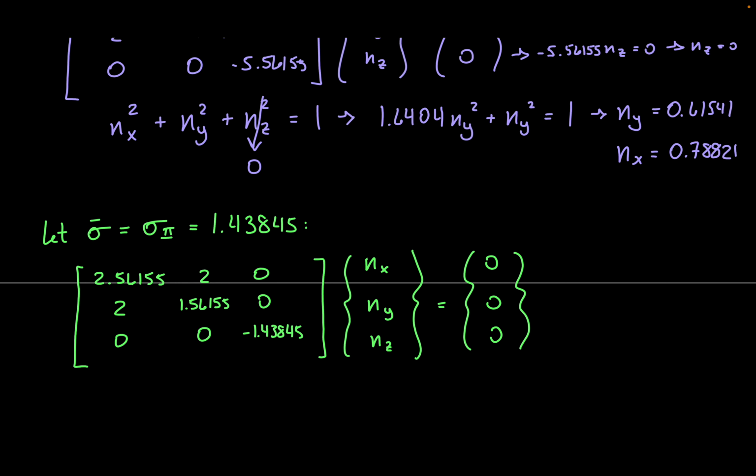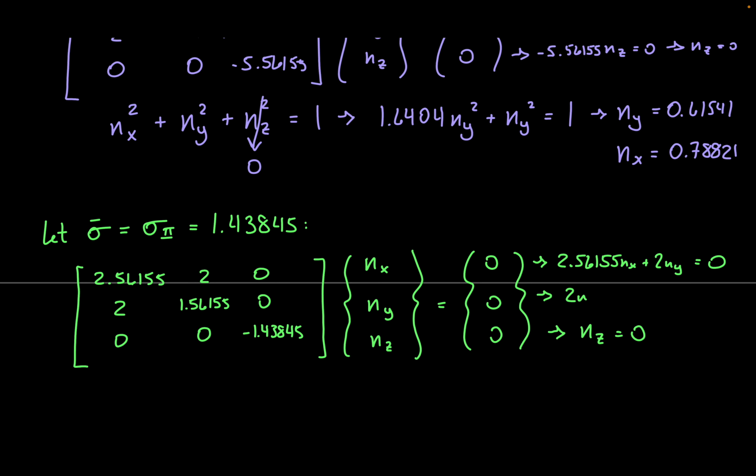Now, nz again is going to be equal to 0, because otherwise we'll have some coefficient times nz equal to 0. And since the coefficient isn't 0, that means nz will have to be 0, which again is all right. And then we'll essentially multiply the first two rows like before. So we'll get 2.56155 nx plus 2 ny, that'll be equal to 0.